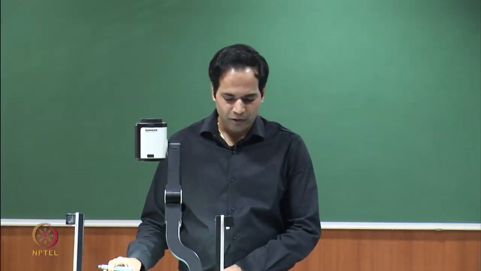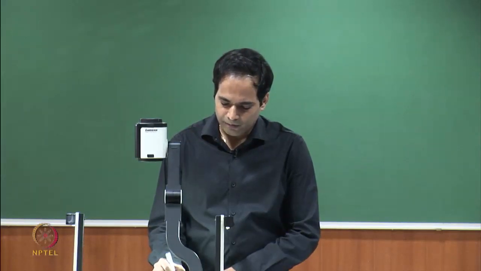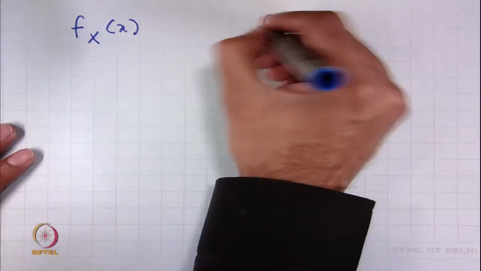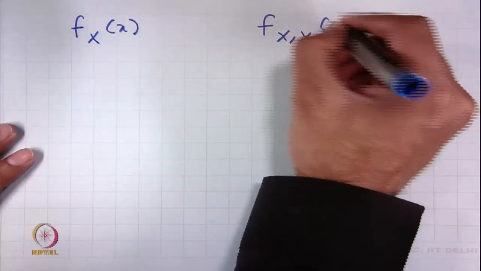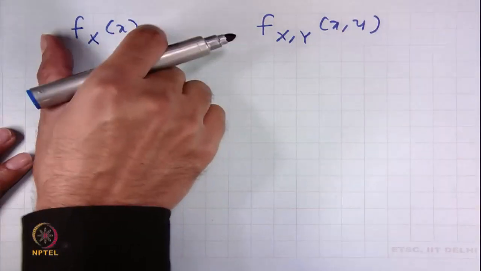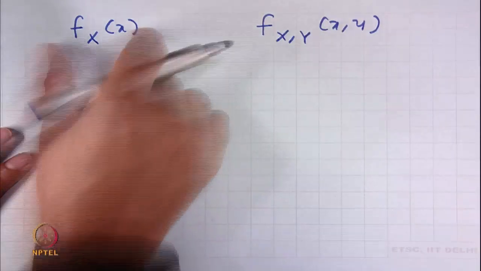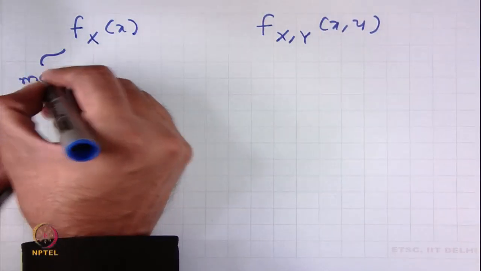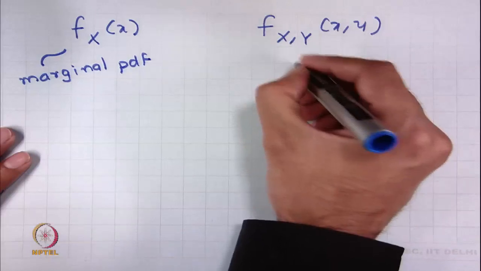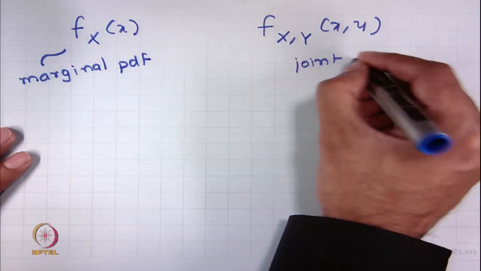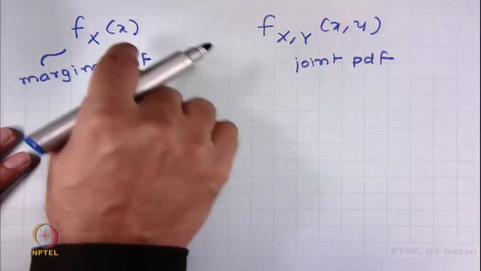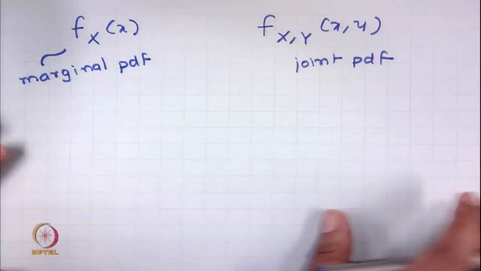So, let us now think about the probability density function of a single random variable in terms of the probability density function of two random variables. So, we are trying to establish a relationship between this PDF in terms of this PDF, and we also call this the marginal probability density function, and this is nothing but the joint probability density function. And essentially what we are trying to do is to find an expression for the marginal PDF in terms of the joint PDF.